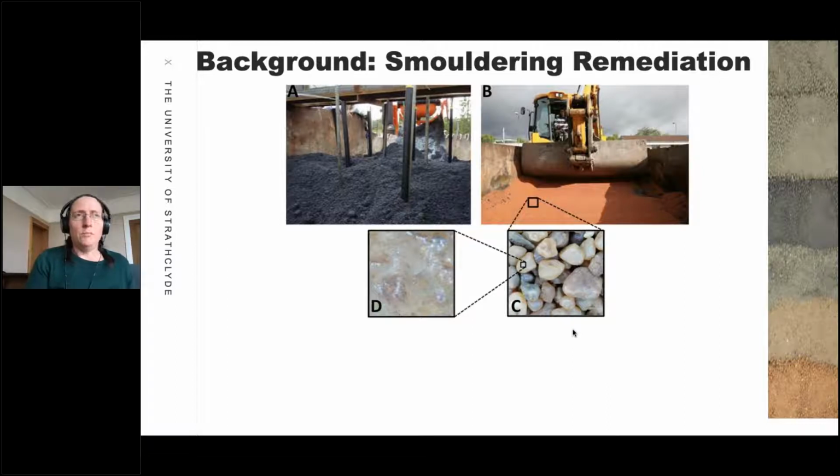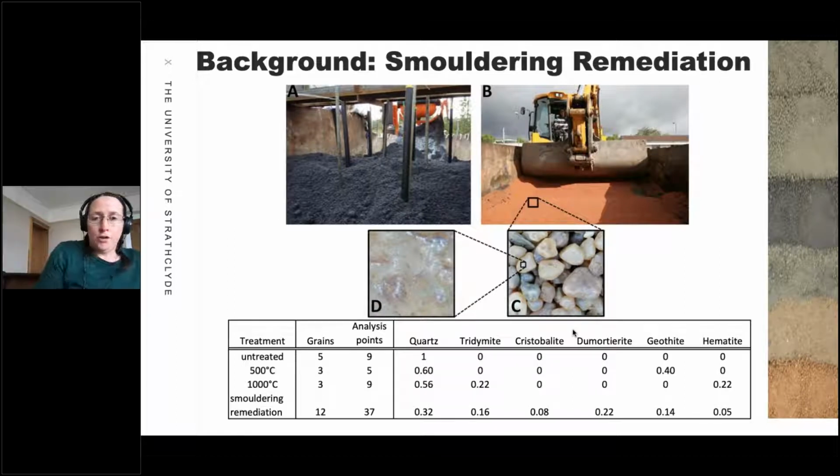We take contaminated soils that have high concentrations of heavy organic liquids in them. We can ignite them locally and through smoldering combustion then destroy those contaminants in place, leaving behind clean soil. So you can see the before and after here. And with these soils after remediation, if we start looking at them under the microscope, they are a bit different than if they had never been contaminated and never been remediated.